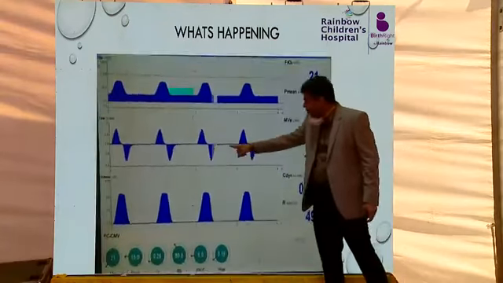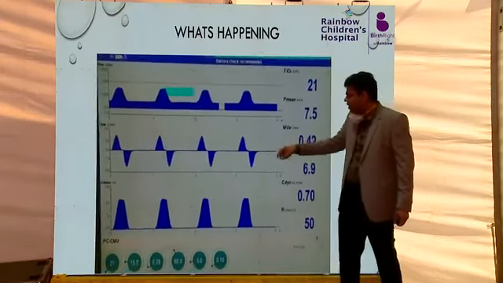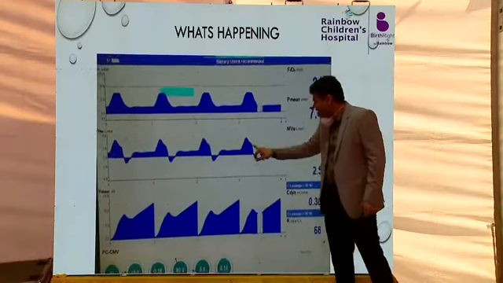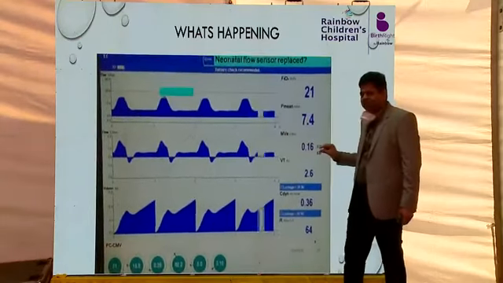Similarly, look at the flow. This flow is okay, and when the leak is happening, what is happening to the inspiratory flow? See, inspiratory flow, it's not coming to the baseline. The expiratory flows are too less.